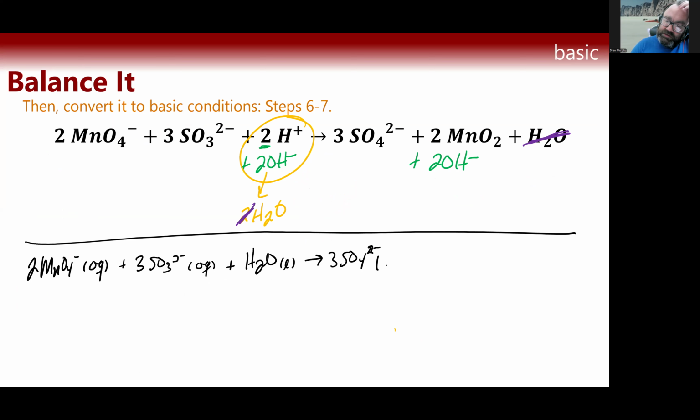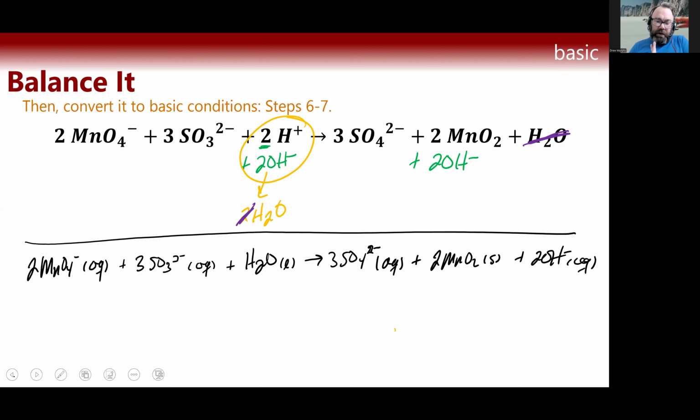This is aqueous, 2MnO2 solid and 2OH minus aqueous. Ultimately, the order that you write your reaction doesn't matter as long as all the reactants are on the reactant side and all the products are on the product side. I'm sorry that was awkward, but we're trying to get through these steps.